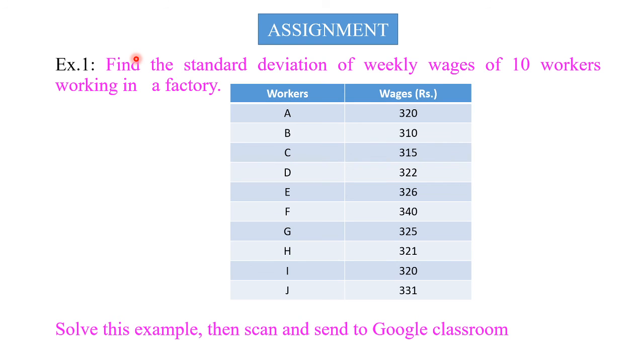We will give an example as an assignment, that is, find standard deviation of weekly wages of 10 workers working in a factory. We have given a table, that is workers A to J and their wages. We have to find the standard deviation. Students, solve this example, then scan and send it to the Google Classroom.